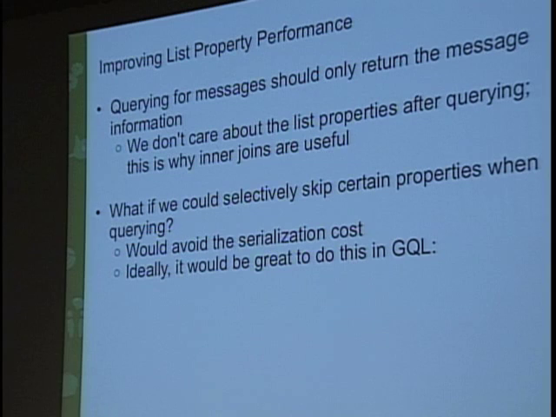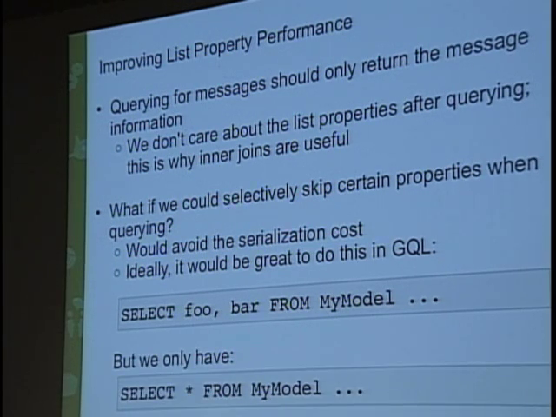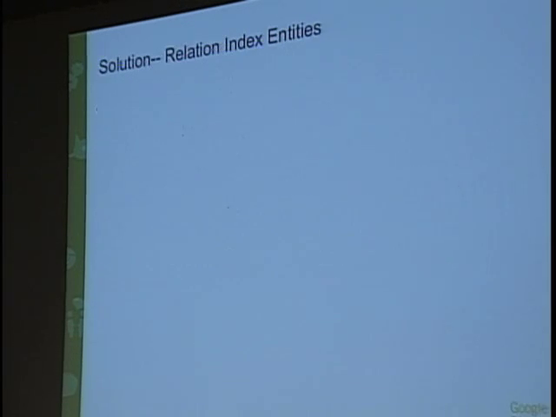Ideally, we could do something like this in GQL. We would only select certain values, select this, foo, bar, from my model, and avoid all the other ones. But because of the protocol buffers, I can't get to individual values. The datastore has to deserialize the entire protocol buffer in order to get to individual values. So the only thing that we actually allow is select star from my model. So the problem here is that everything is stored in my model, in the Message class. And really, maybe we can split that up. And in fact, let's do that. And we'll call that relation index entities.